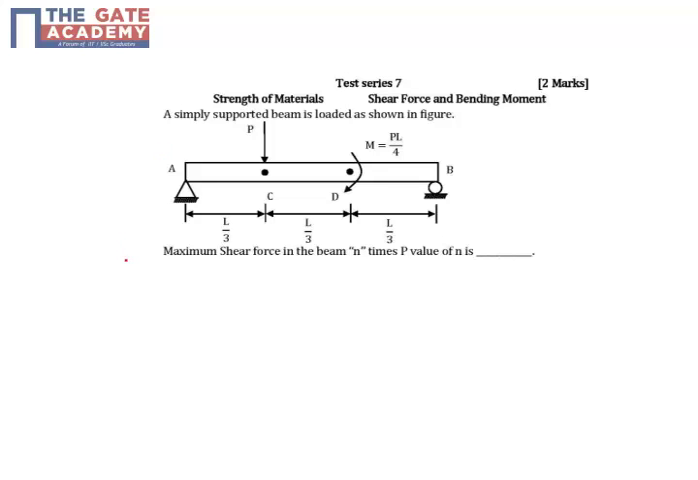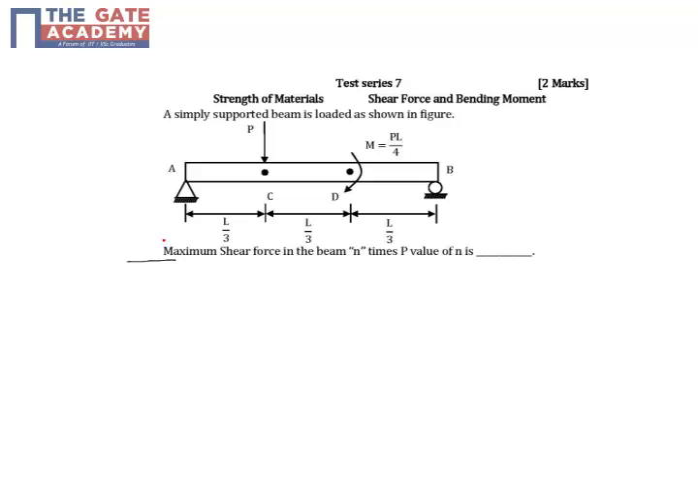Okay, so let's discuss a question on strength of material. Basically, a simply supported beam is given where on the left side you have a concentrated load, and you also have a moment acting at D. The maximum shear force in the beam is N times P, so what is the value of N? For this, it's the simple thing.